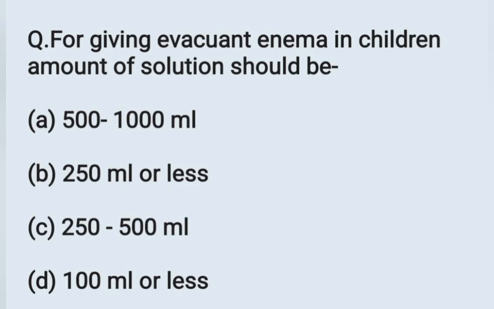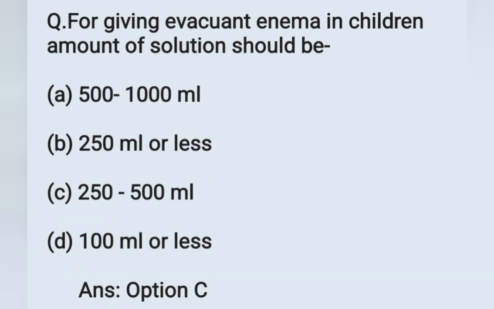And the next question: for giving evacuant enema in children, the amount of solution should be? Option A 500 to 1000 ml, option B 250 ml or less, option C 250 to 500 ml, option D 100 ml or less. Here our question is the amount of solution used for enema in children. And the correct answer is option C, 250 to 500 ml.